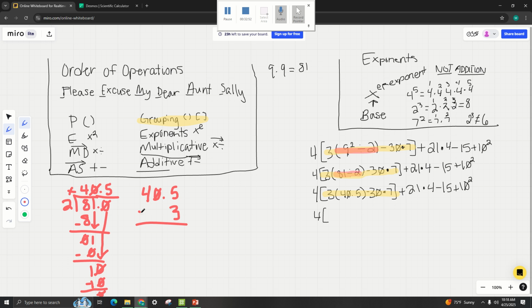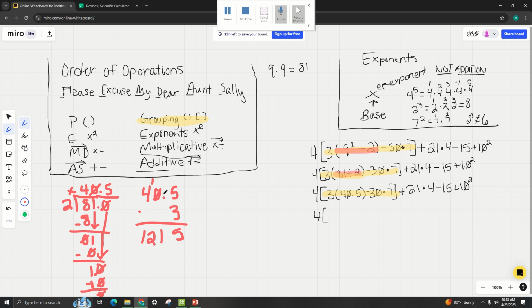So we have 3 times 5, that's 15. I'm going to carry over my 1 to the next place value. 3 times 0 is 0, plus 1 is 1. 3 times 4 is 12. There's no other numbers for me to carry anything over to, so I just write my 12 straight down here.